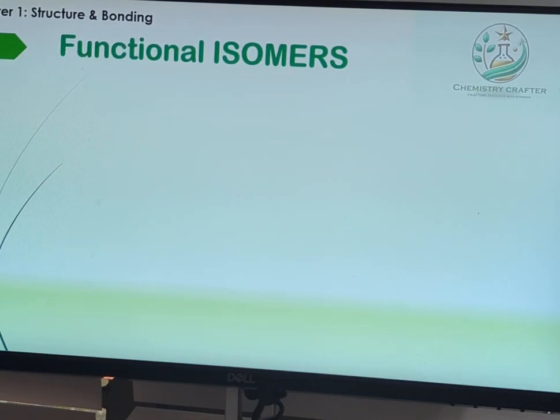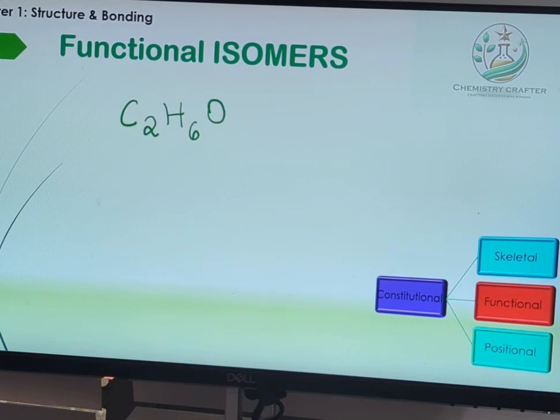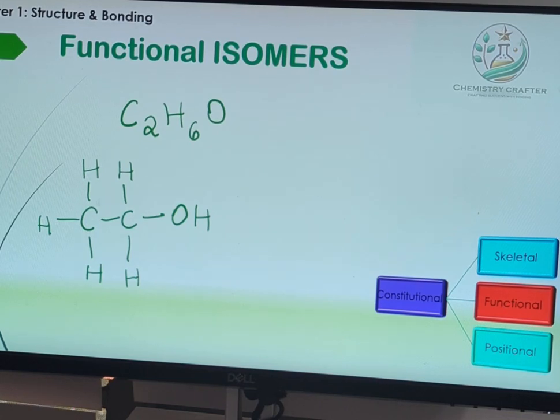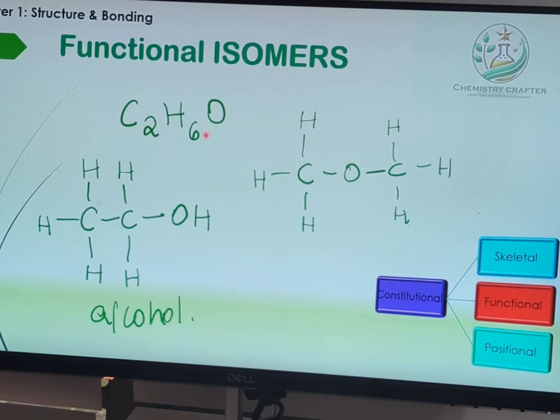Now, if you look at the functional isomers, that is regarding the functional groups. That will be part of the next topic where we are going to learn more about functional groups. Now, let's take C2H6O. So this can be drawn like this with the OH at the end, or the oxygen can go between 2 carbons. So these are 2 different ways of drawing the structure for the molecular formula C2H6O. Now, if you name them, this is an alcohol group with the OH at the end, while this one is an ether. So the functional groups change. That's why they're called functional isomers.